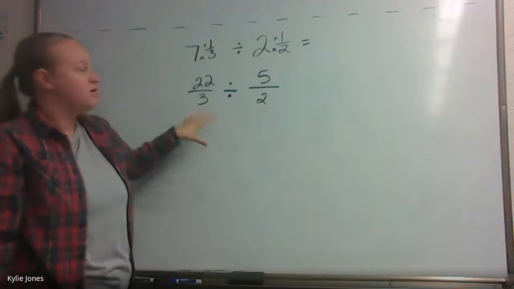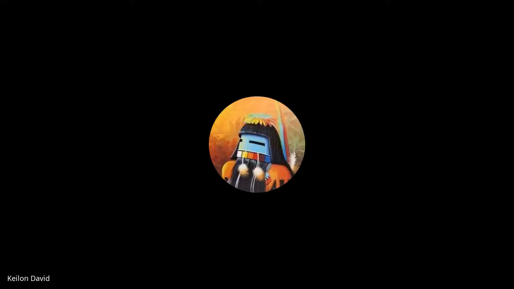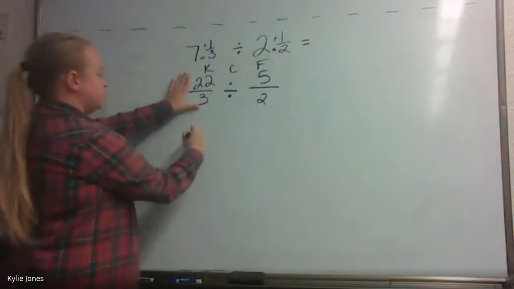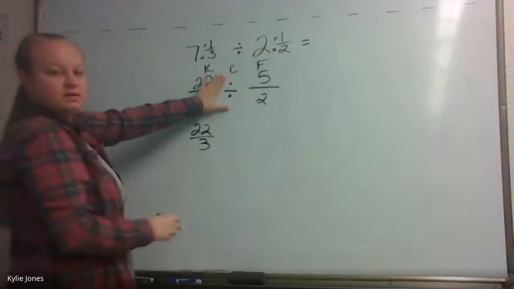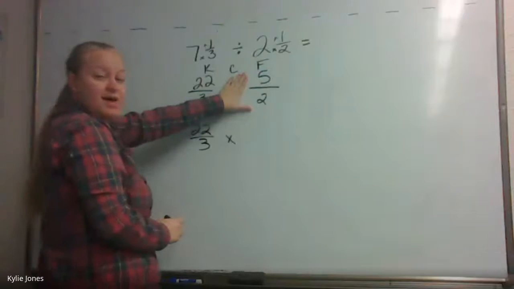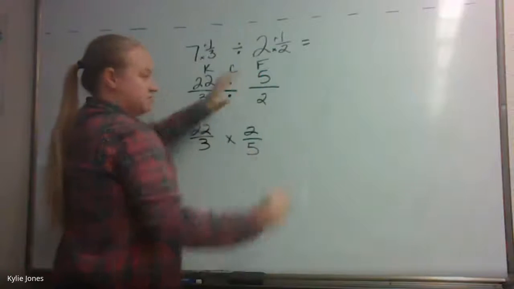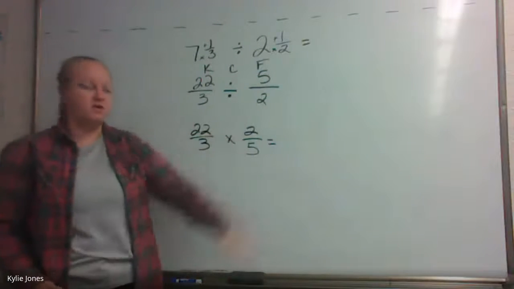Once we're here, what step can I take now? KCF. Keep, change, flip. So we keep 22/3 the same. What do I change division to? Multiplication. What do I flip 5 halves to? 2 over 5. 2/5. And now we multiply straight across.